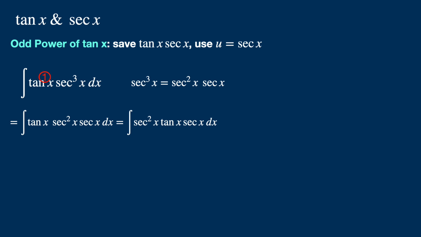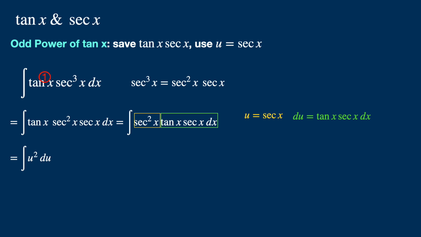So you plug it back: tangent x times secant squared x times secant x. You rearrange it because I'm looking for tangent x secant x. So that's why you have secant squared x tangent x secant x dx. Now I'm going to use u-sub. You're going to let u be secant x. Then du is going to be secant x tangent x dx, right? Now we have the integral of u squared du.